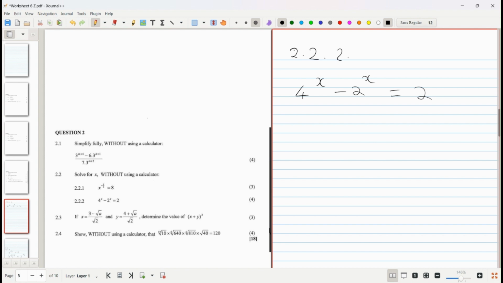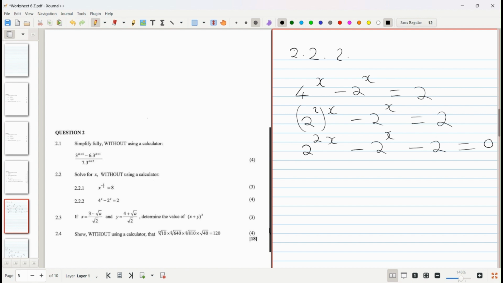We can rewrite 4 as what? As 2 to the power 2, right? Okay, so we must not forget our x here. And then we'll have minus 2 to the power x, all equal to 2, right? So we know that these can be written as what? As 2 to the power 2x, right? Minus 2 to the power x minus 2, all equal to 0, right?